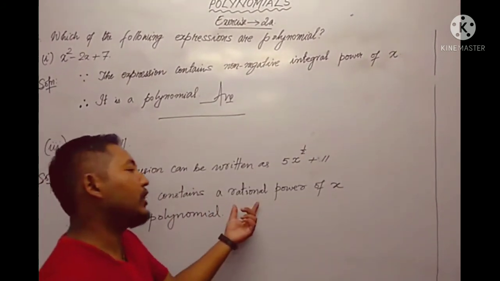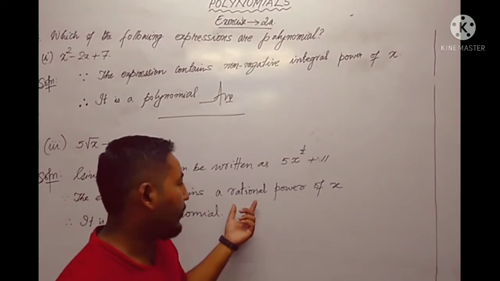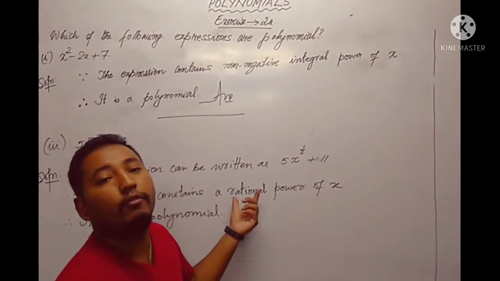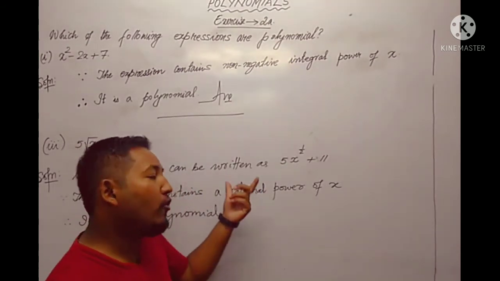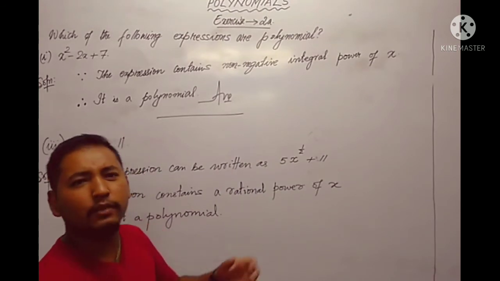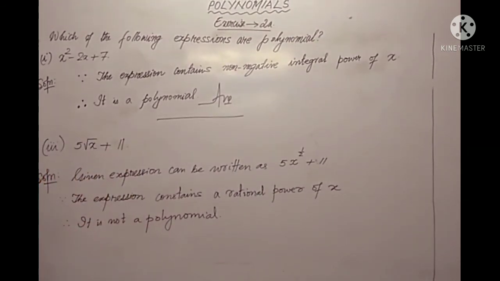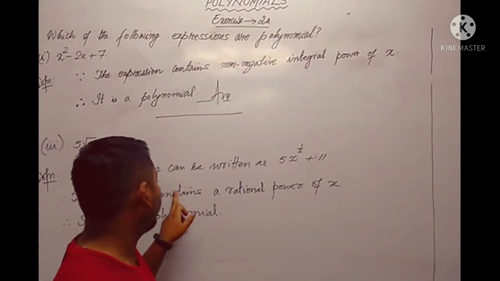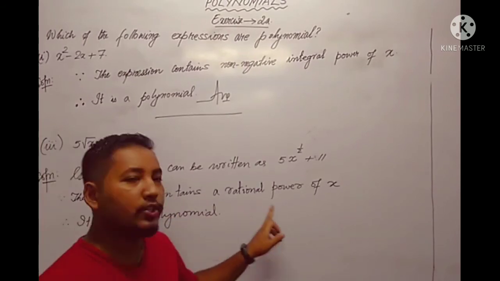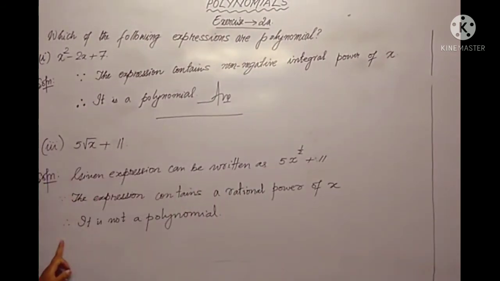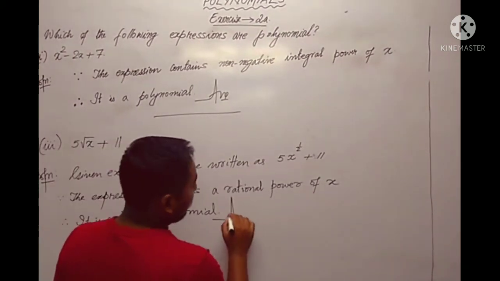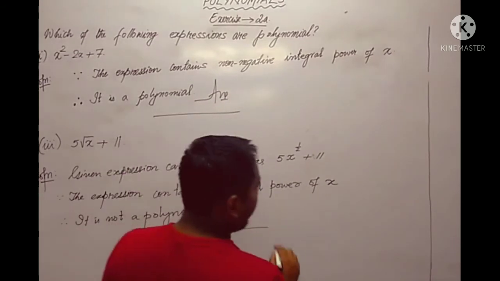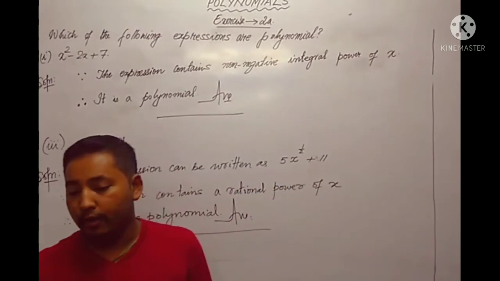You can write down fractional power of x also. If you find rational power is quite confusing, if you want to make it easy, you can write down fractional power also, or you can write down non-integral power also. These are the various ways of writing. Whichever way you want, you can write, but it should be correct. Since the expression contains a rational power of x, therefore it is not a polynomial. In this way, the remaining questions of question number 1, you can try.